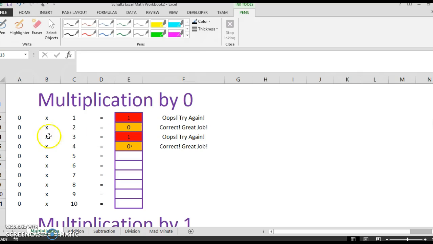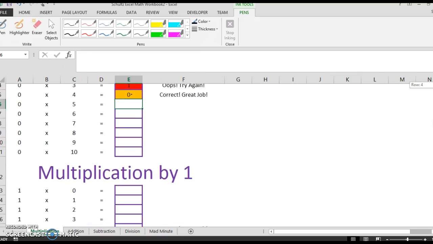So then going down to the next one, 0 times 2, I put 0. And it says, great job. Now, let's come down here and try 0 times 4. If I have 0 groups of 4, what would that be? I'm going to try 0. And it says, great job. So that's what I'm going to do for zeros.